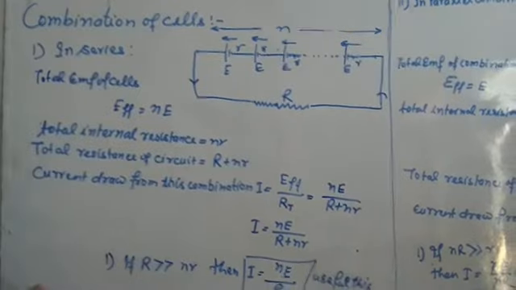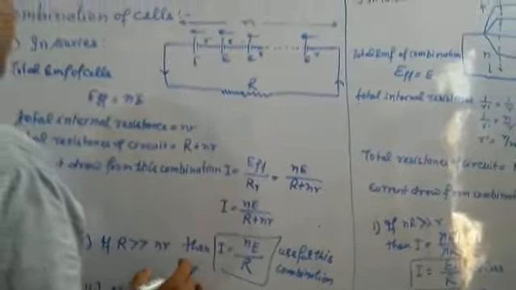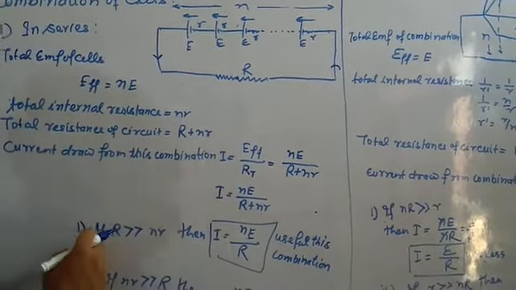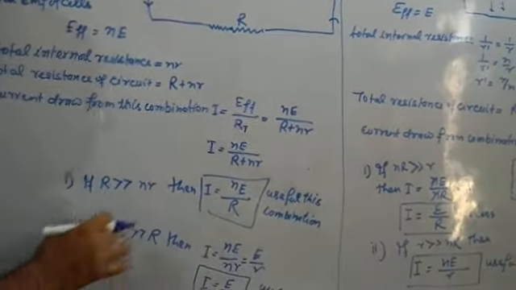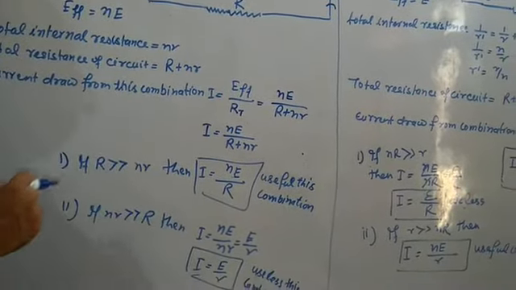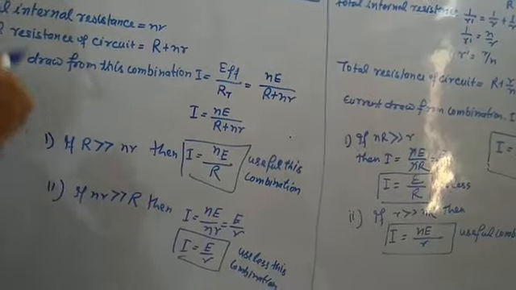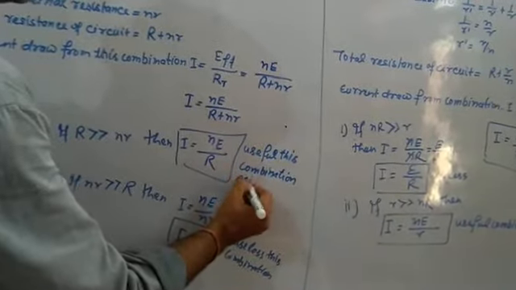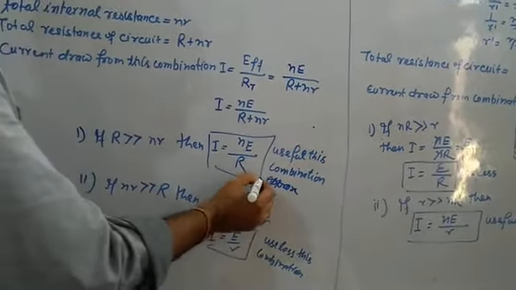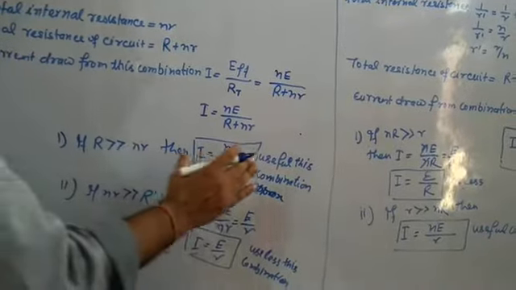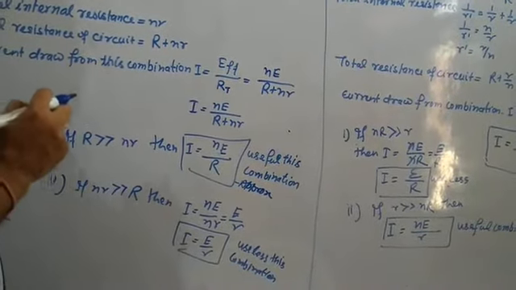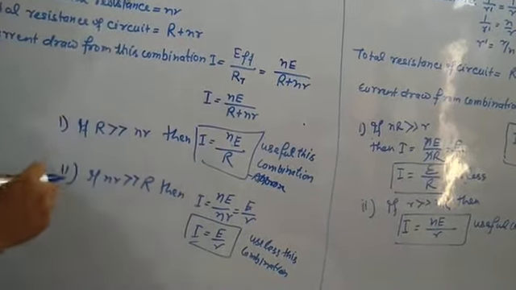Current drawn from this combination I equals effective EMF upon total resistance, nE upon R plus nr. I equals nE upon R plus nr. If R is very much greater than nr, meaning the external resistance of the circuit is much more than the internal resistance, then I equals nE upon R approximately. This means this combination is useful in series only when external resistance is very large in comparison to internal resistance.